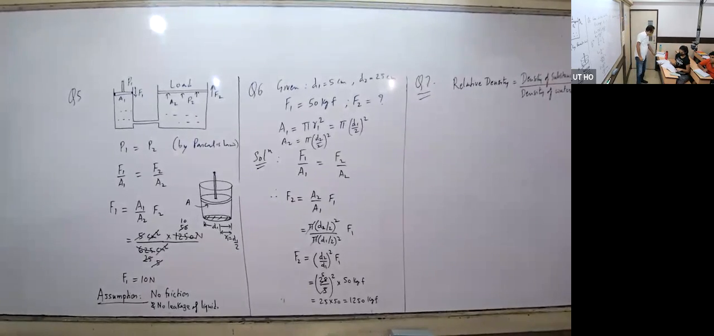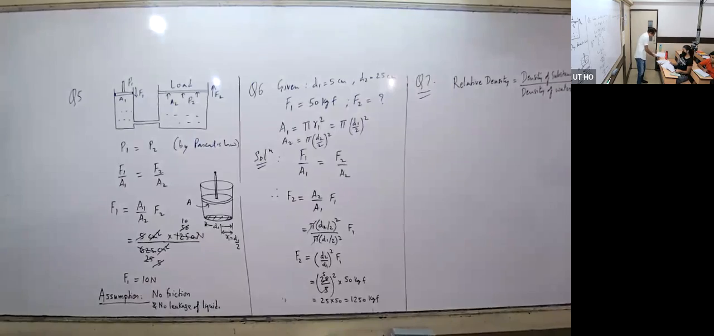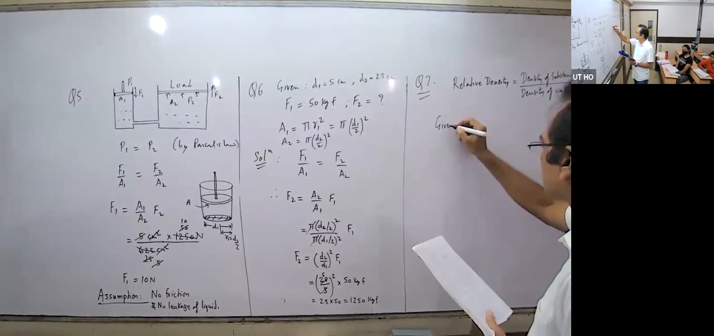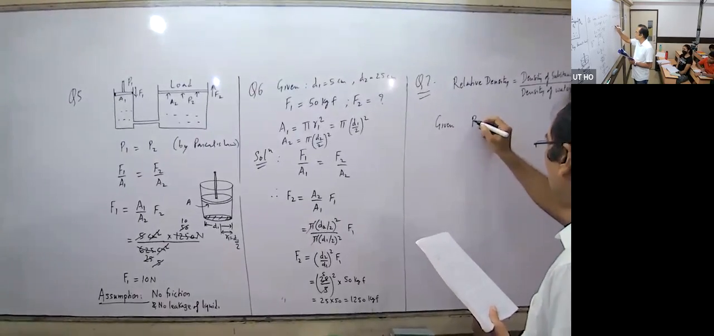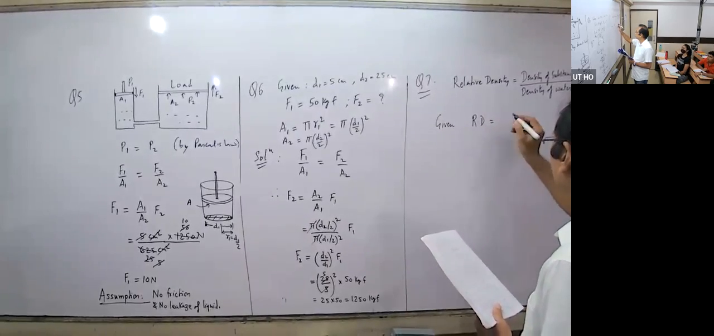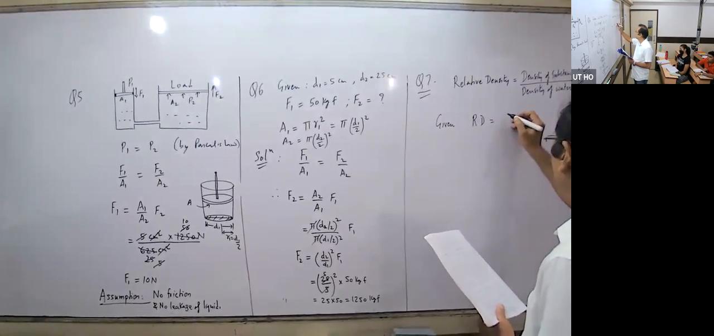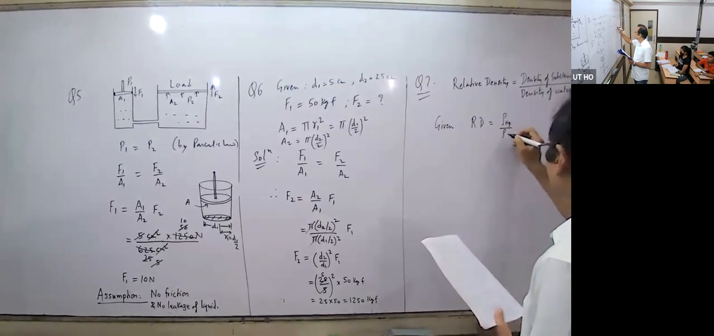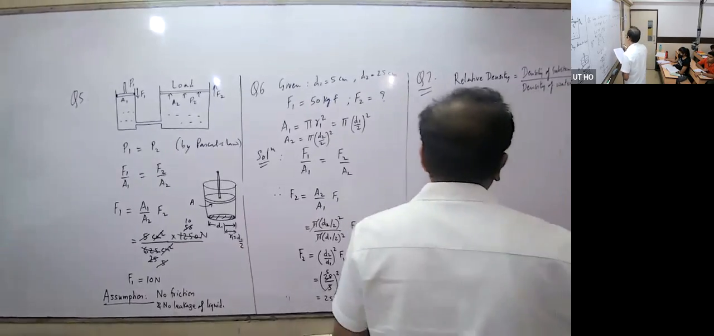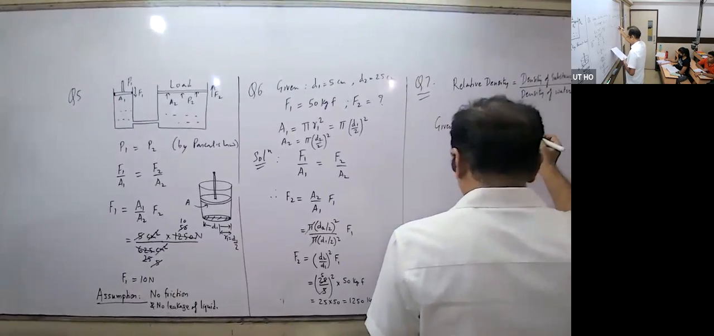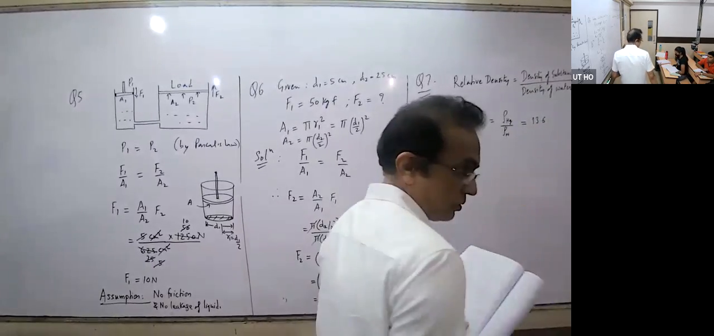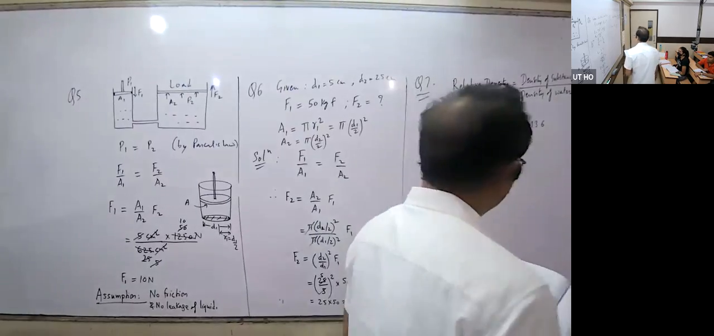Right? So in this question, what is given to you is the relative density of mercury. So given, RD of mercury is equal to density of Hg upon density of water. This ratio is given to you. How much is it given to you? 13.6. This is given in the question itself.